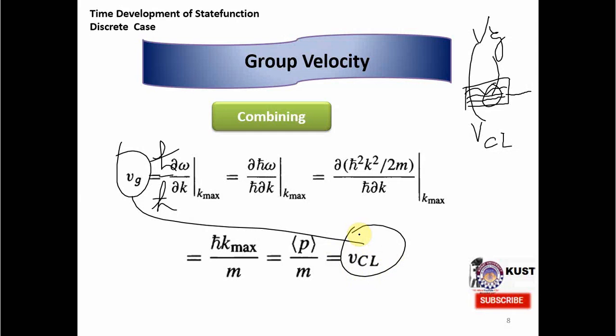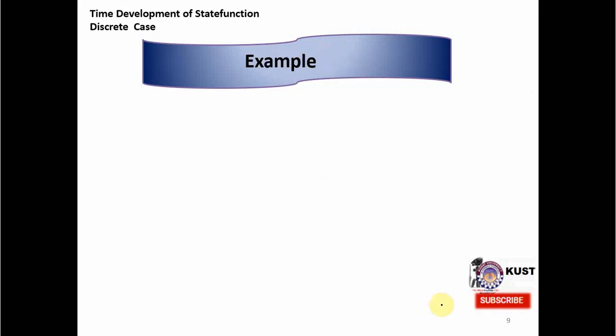So this way we see that in the continuum case, when there are many eigenvalues and we form a continuum, and through the integral we calculate all of this continuum, then it forms a group, and when we calculate this group velocity, it corresponds to the classical velocity of the particle. So the packet moves with the classical velocity p by m.